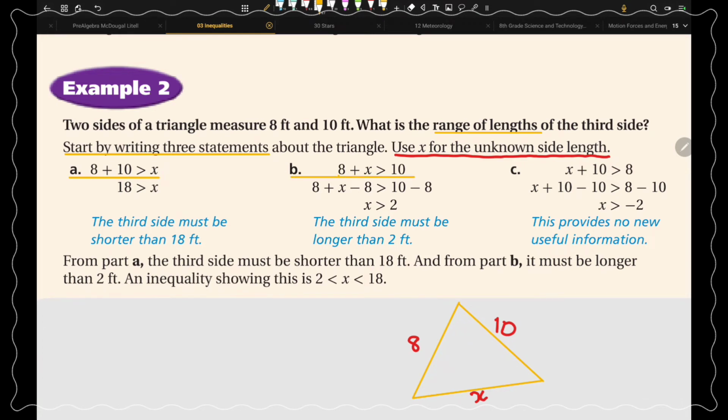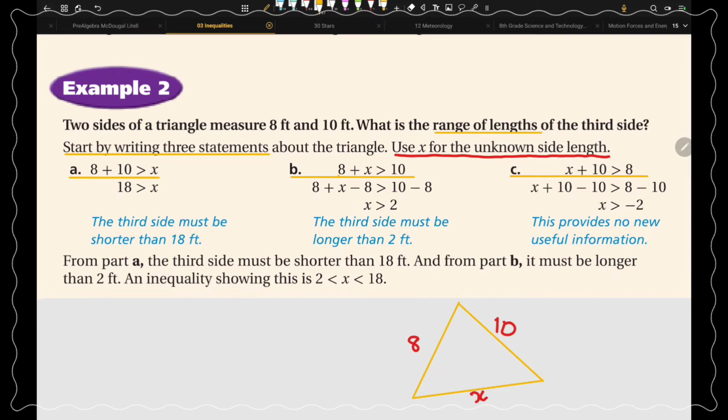So remember, these 3 statements that we're making right now have to be true in order for the triangle to be a viable triangle. So statement A has to be true: 8 plus 10 has to be bigger than x. Statement B also has to be true: 8 plus x has to be bigger than 10. And then statement C has to be true as well. For statement C, we have to take the 2 other sides that we have not yet put together. So x and 10. x plus 10 has to also be bigger than 8.